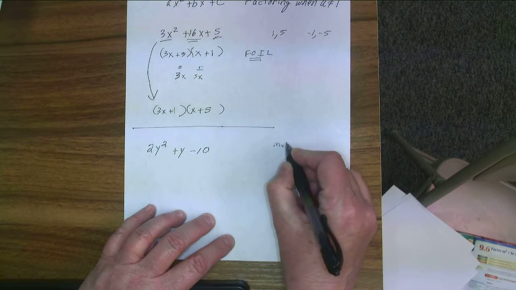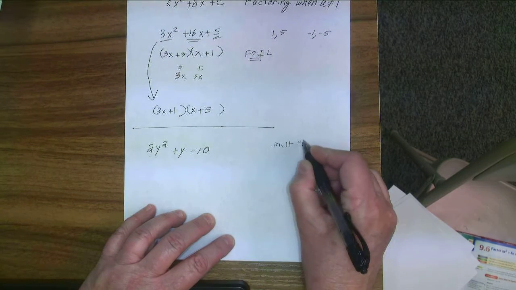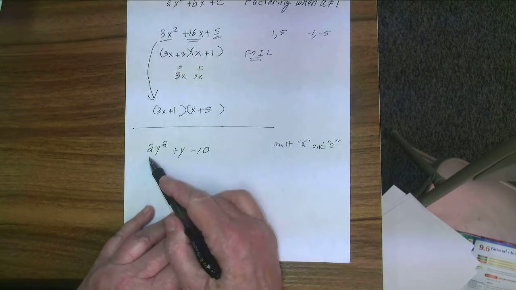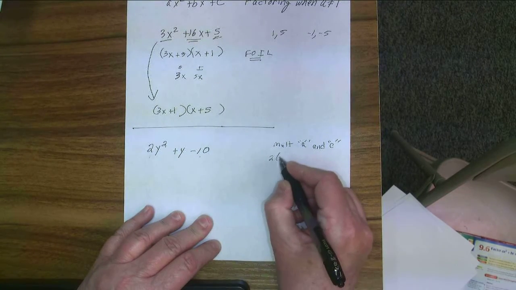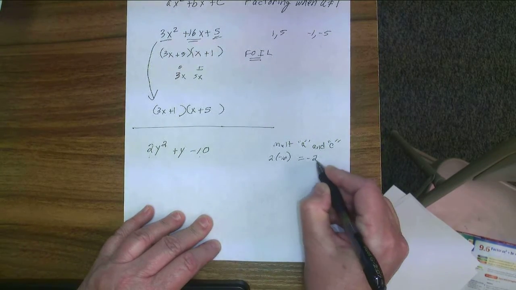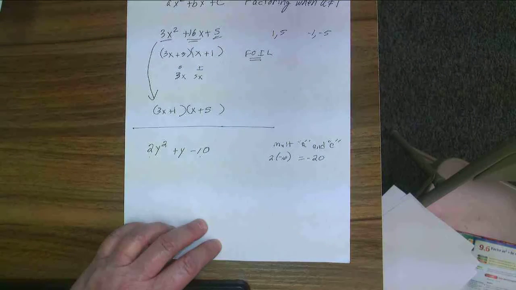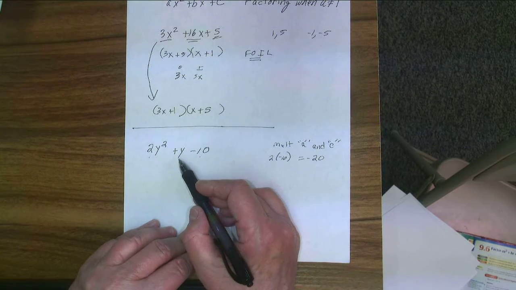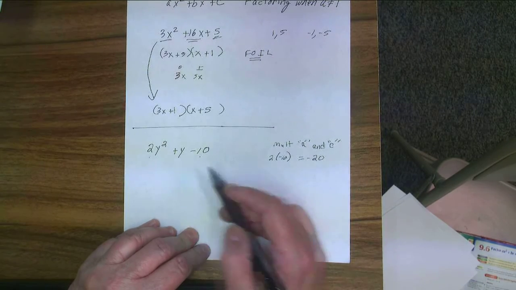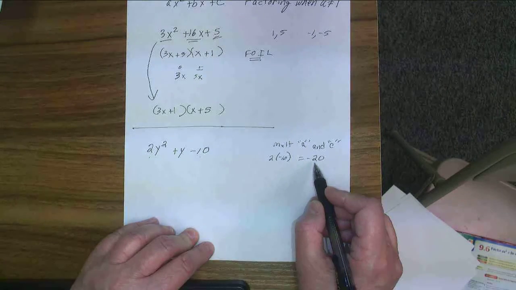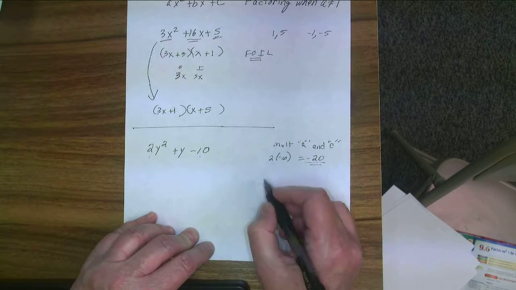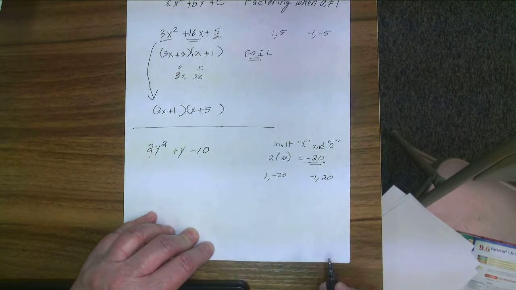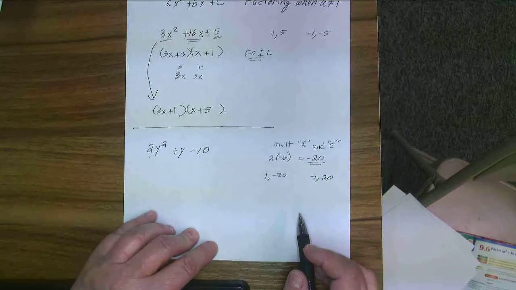Multiply A and C, which is 2 and -10. That gives you -20. Now, write the factor pairs that will give you a sum or difference of a 1. Now, we're going to need one positive and one negative because it's -20. So I could do 1 and -20, -1 and 20. Well, that won't give me a difference of 1.